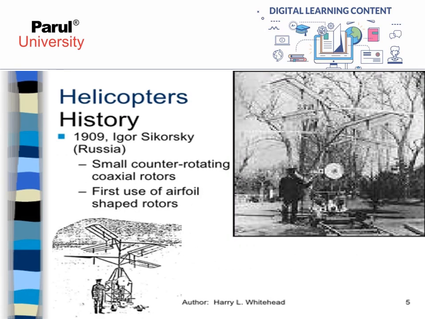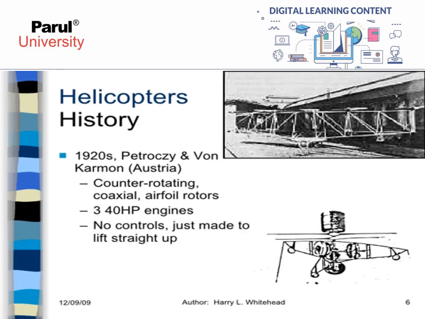Now helicopter history, in 1909, Igor Sikorsky, a Russian scientist, built a small counter-rotating coaxial rotor, the first use of an airfoil-shaped rotor. This is the figure. We can see it in the figure. Now in 1920, Petrockzy and von Karman of Austria built counter-rotating coaxial airfoil rotors with a 340 HP engine, with no control, just made to lift straight up. In this type of helicopter, we can see in the figure, this is the asymmetric figure of the helicopter developed by von Karman of Austria. Now we can go for the next.